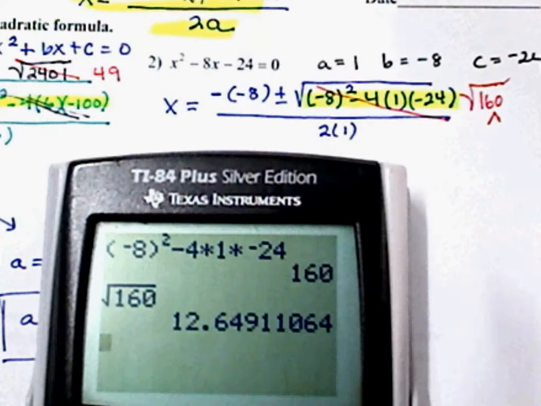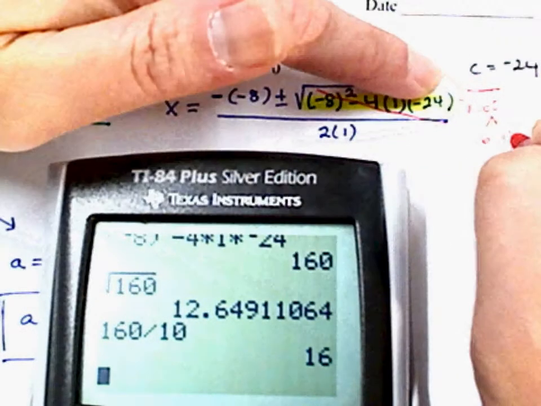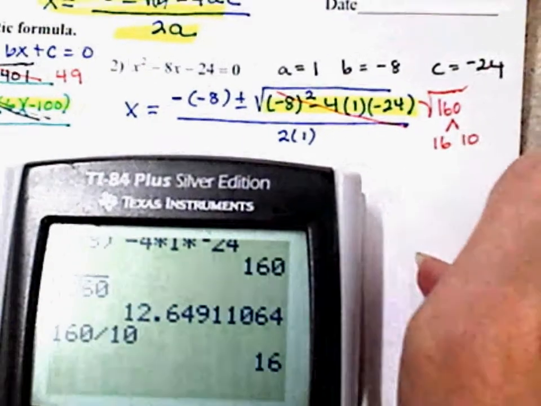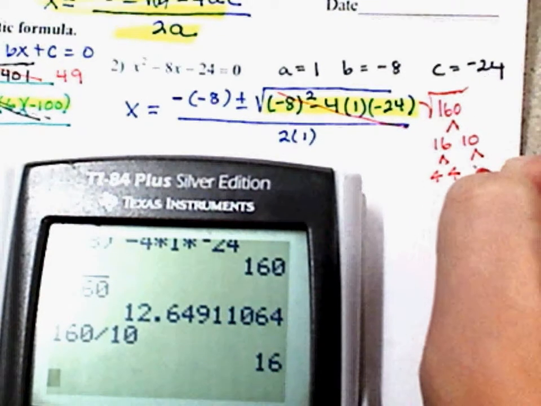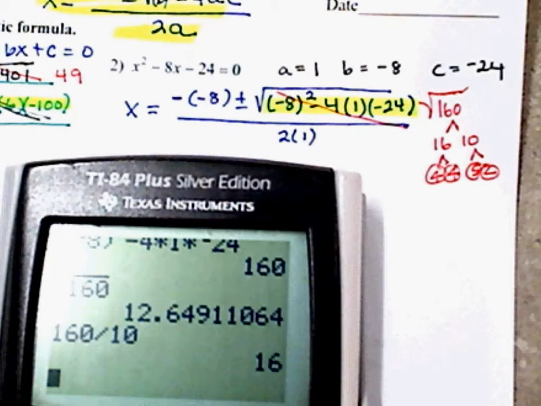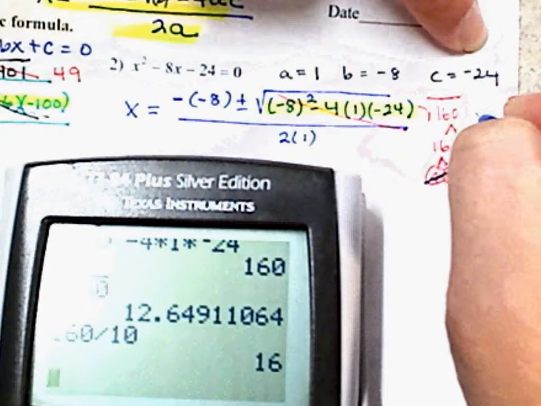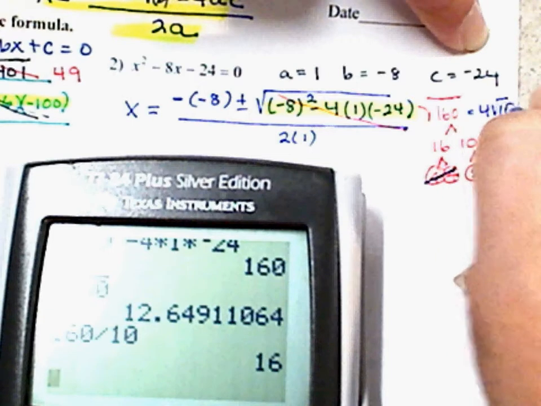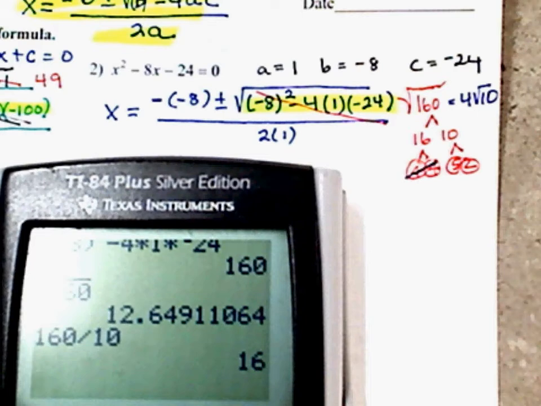Factors of 160. So 160 divided by 10, 16 and 10. Factors of 16, 4 and 4. Factors of 10, 5 and 2. Do you see how you have 2 of something right there? If you have 2 of something and they come out, what's square root of 16? So this right here comes out to be 4 square roots of 10. Two of a kind, 2 of something. Square root of 16 is 4.